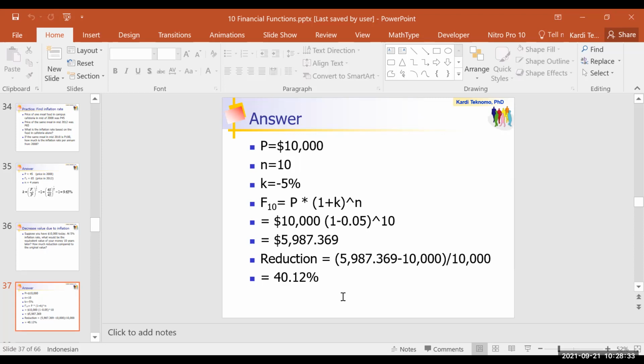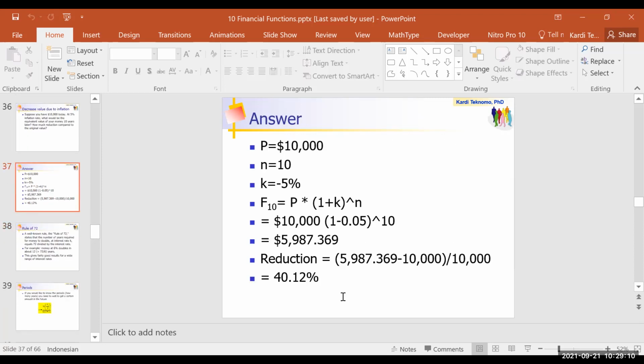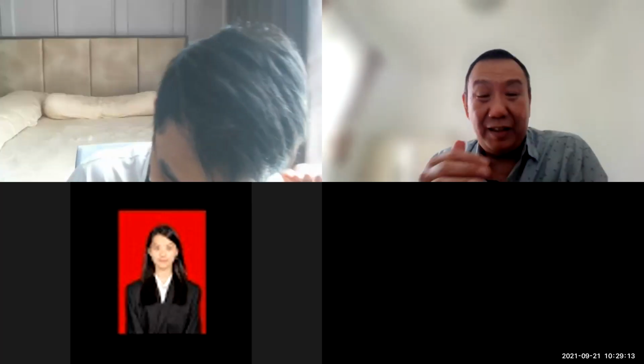If you don't do anything with your money, just let it be, just put it under your pillow, because of the 5% inflation, in 10 years it will reduce 40% of the value. Oh, this is sad, isn't it? This is the sad reality. So, any comments until here? Any questions?